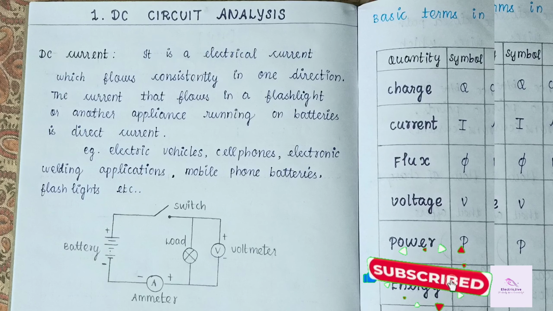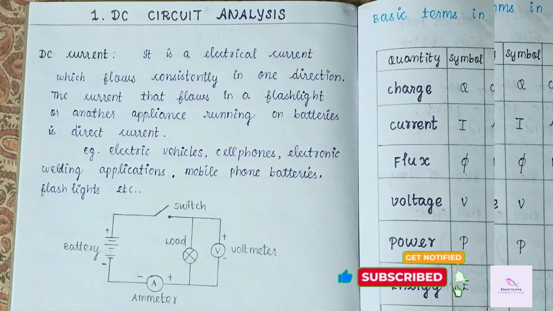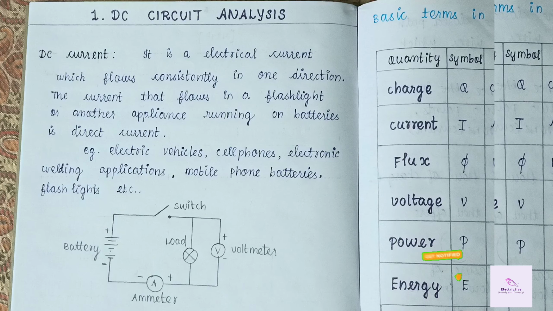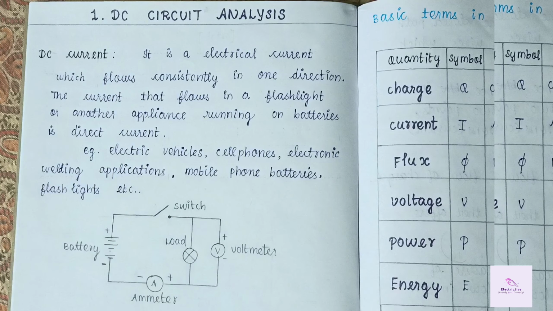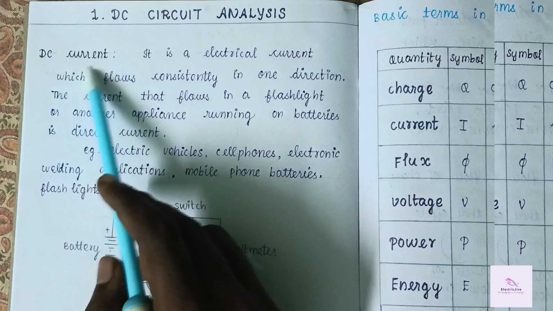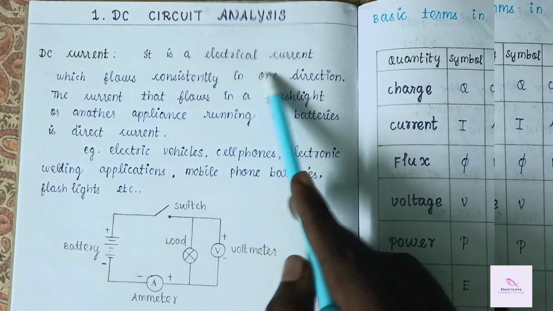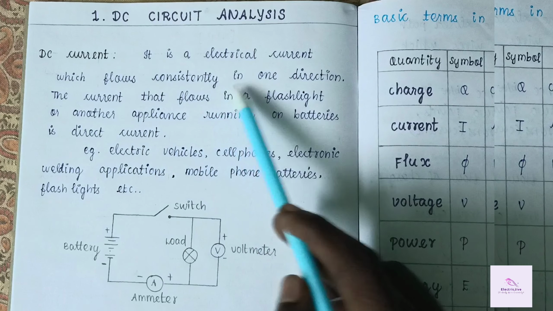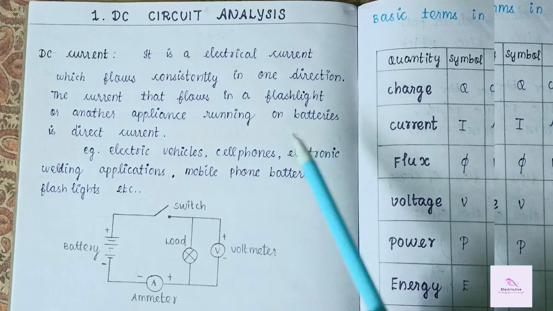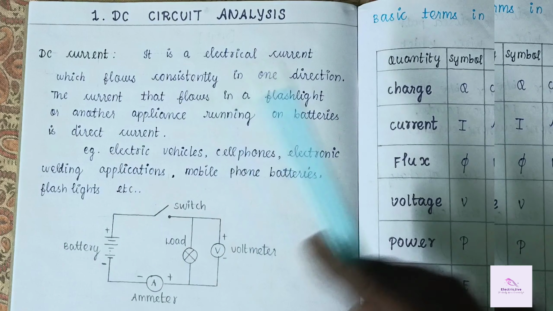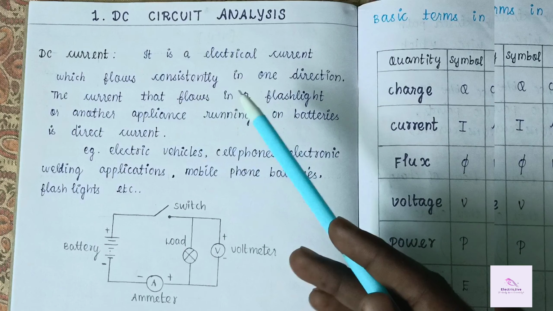Today we are going to see about Unit 1, DC circuit analysis. In this unit, we are going to analyze the elements in the DC circuits. First, DC current. It is an electrical current which flows consistently in one direction. DC current is a current which only flows in one direction. It doesn't depend on any other direction and doesn't flow in any other direction.